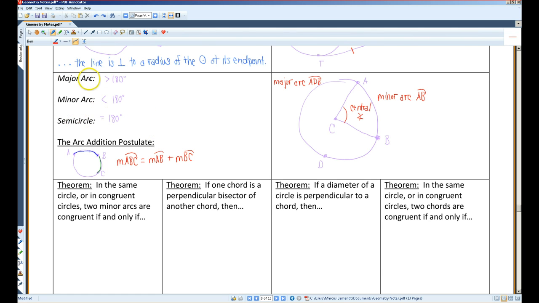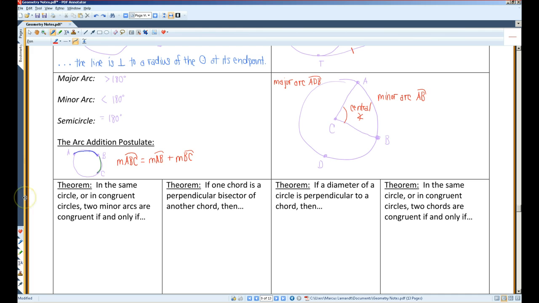A major arc is going to be greater than 180. Major arcs are going to have 3 letters. Minor arcs are only going to have 2. And I didn't draw one here, but a semicircle is basically formed by a diameter, and it's exactly 180 degrees. A semicircle is an arc with the endpoints on the diameter.